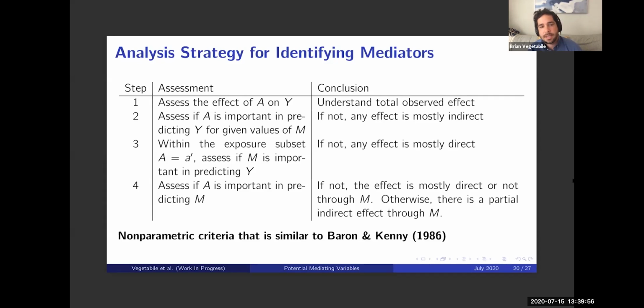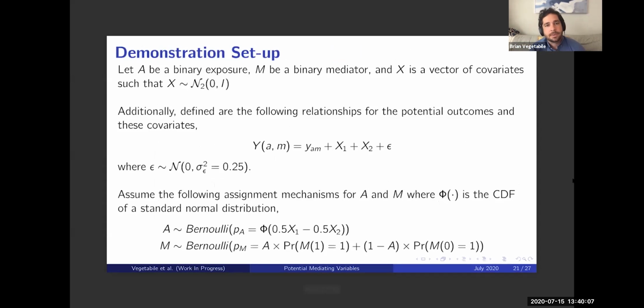And basically what we did is we came up with a set of criteria to look at that is similar in spirit to Barron and Kenny by addressing paths, but now you can use non-parametric modeling. So in the paper we're hoping to get out in the next couple of months, we have a nice little simulation that explores this a bit. I won't go into this in too much detail in the interest of time.